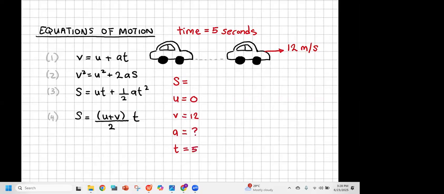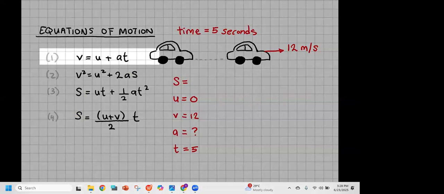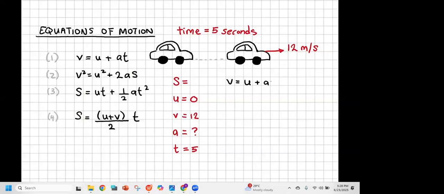So now I need to select an equation that will only involve u, v, a, and t. I can't use any equations with displacement s involved, so it seems like I can use the first equation. But I need to rearrange it first, making acceleration the subject. To bring u to the other side, I subtract. And to bring t to the other side, I divide.